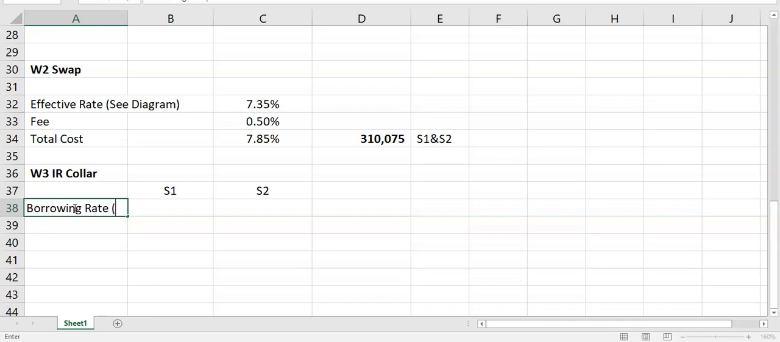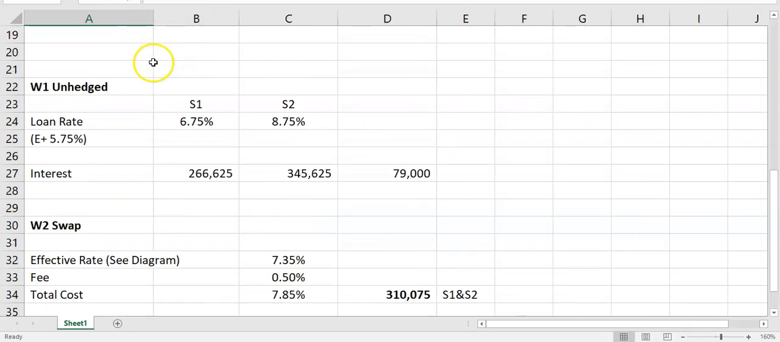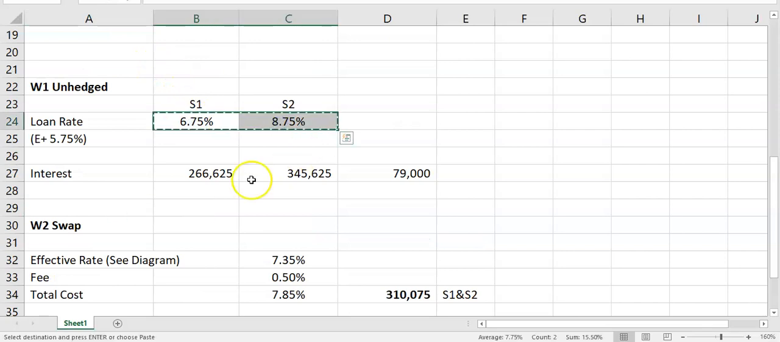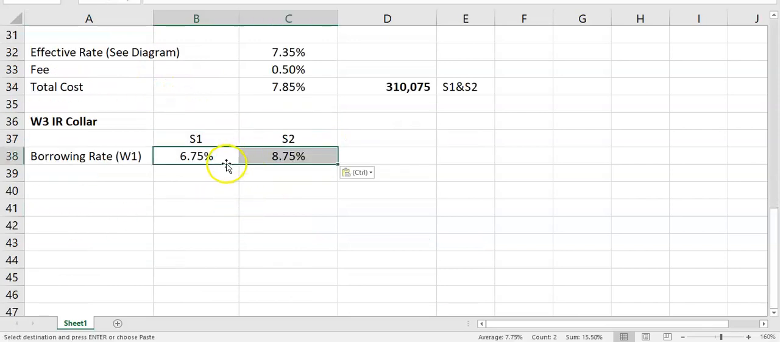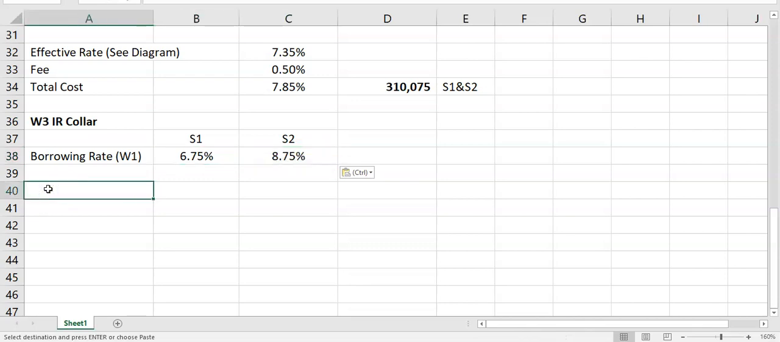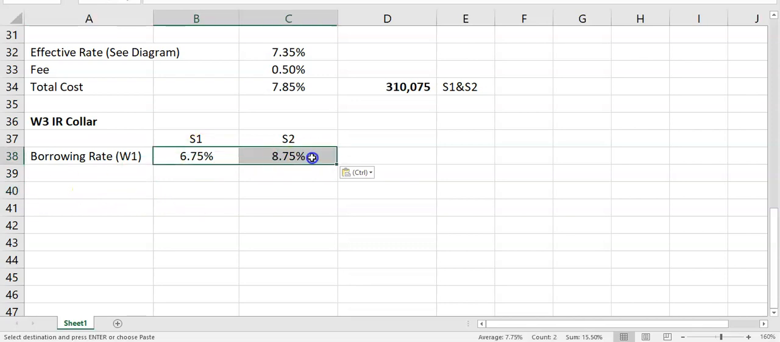Now the borrowing rate we've already done from working 1. That's the benefit of doing that initially. We're saying the borrowing rate, so the loan rate, will be 6.75% and 8.75%. So they are the rates if they weren't hedged. And the benefit of the cap and the collar is you may be limited depending on whether it's in or outside the collar. So for example here, scenario 1, the floor is 5.9%.